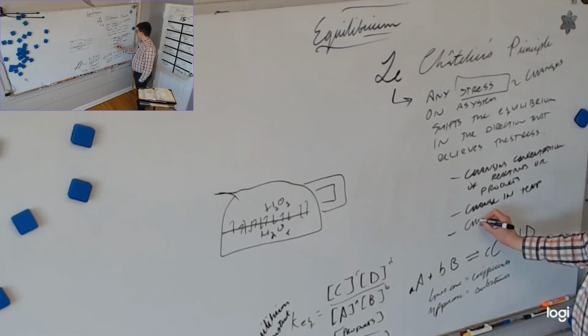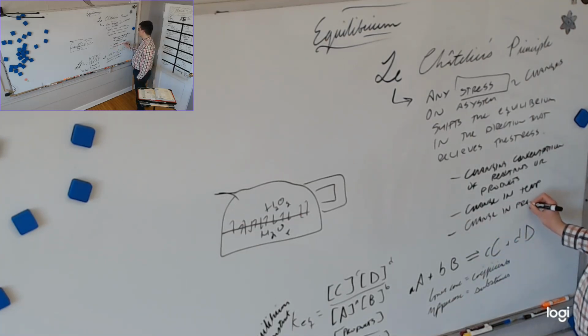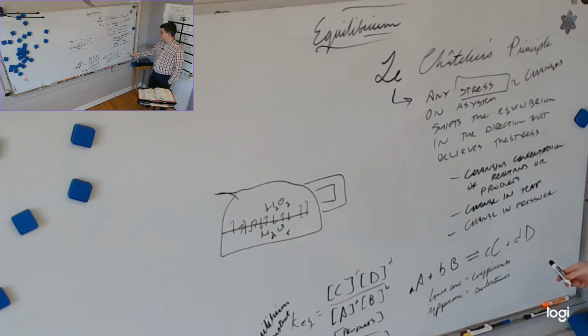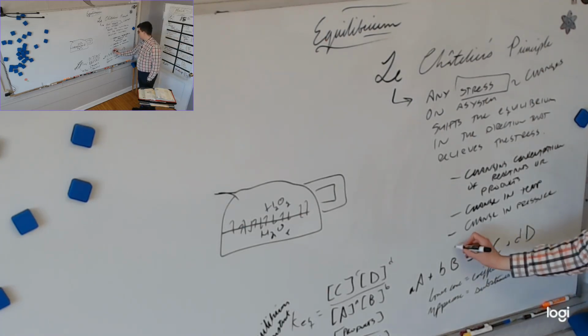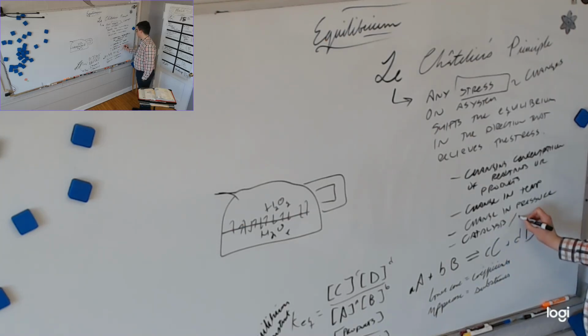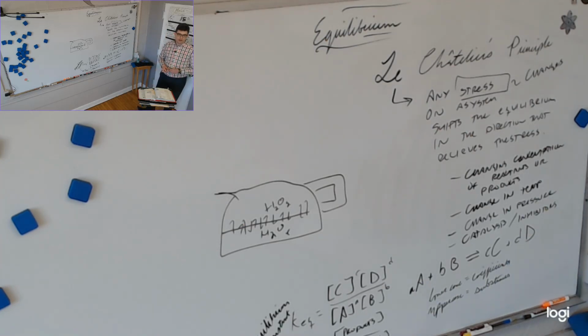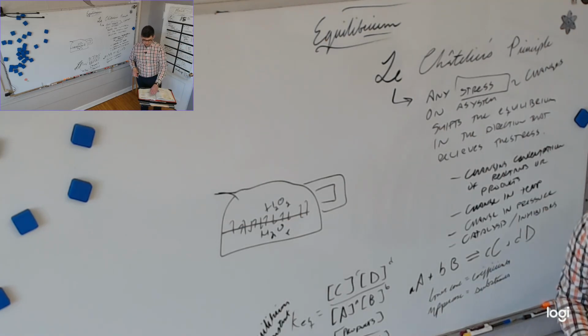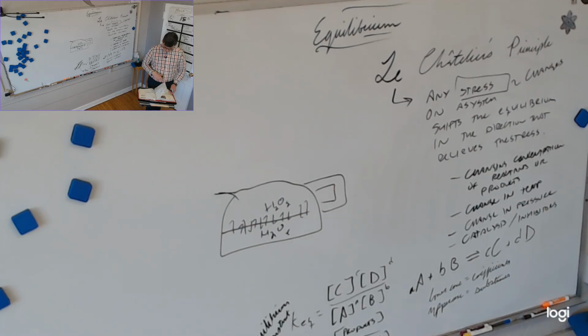Change in pressure. This one, once again, will depend on how the pressure changes as the reaction proceeds. Your book will have things to say about that. And then catalysts or inhibitors. Remember, catalysts and inhibitors are neither products nor reactants. But what do they do? What does a catalyst do? Speeds it up. An inhibitor slows it down. And so that'll shift it either right or left too, depending on which one of those you use.